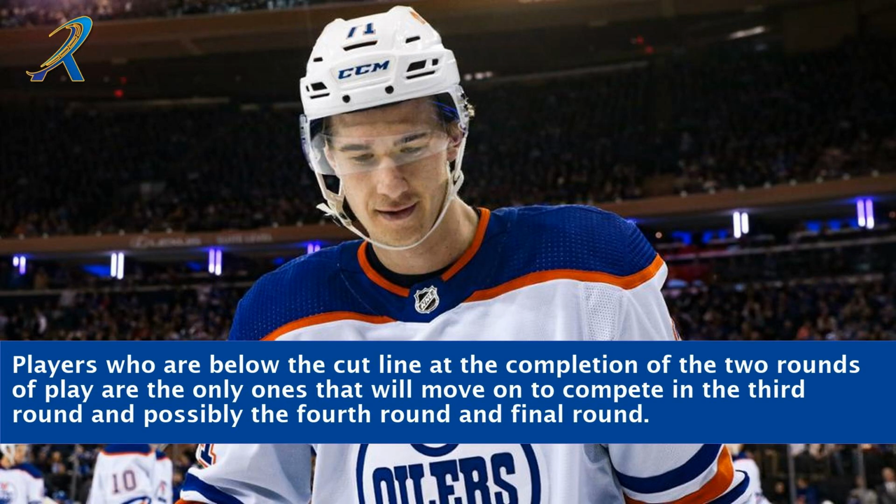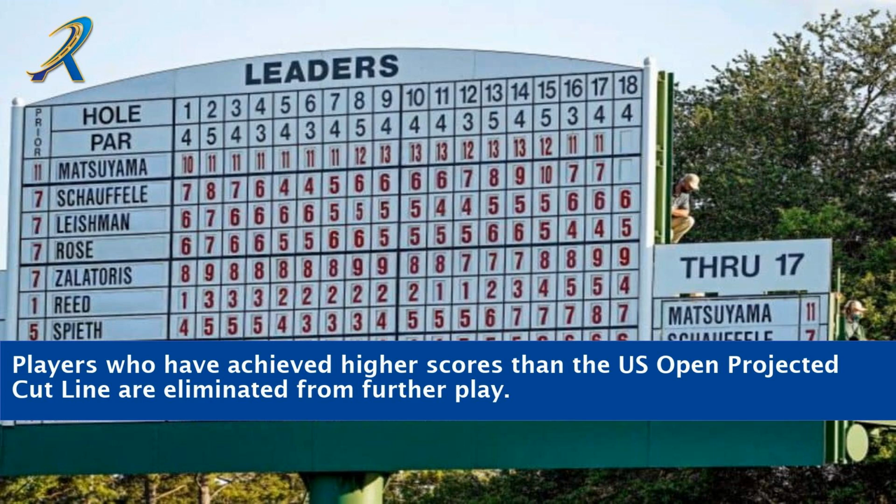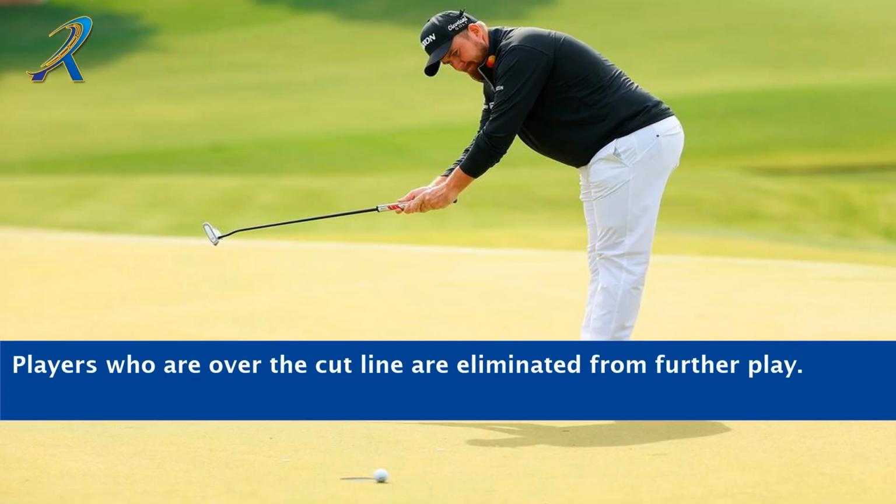Players who are below the cut line at the completion of the 2 rounds of play are the only ones that will move on to compete in the 3rd round and possibly the 4th round and final round. The projected cut line is used to decide the makeup of the 3rd round. Players who have achieved higher scores than the US Open projected cut line are eliminated from further play.